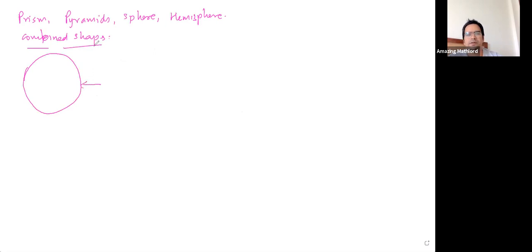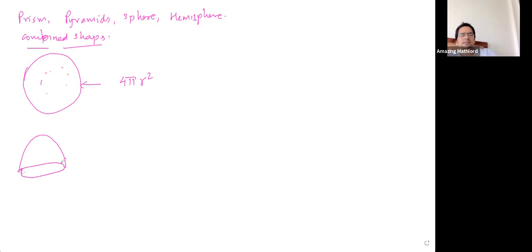The surface area of a sphere is basically 4 pi r square. So the area of a circle is pi r square, but the surface area of a three-dimensional object is 4 pi r square. The surface area of a sphere is 4 pi r square, while a hemisphere is half of the circle, the semicircle. So it's like here.